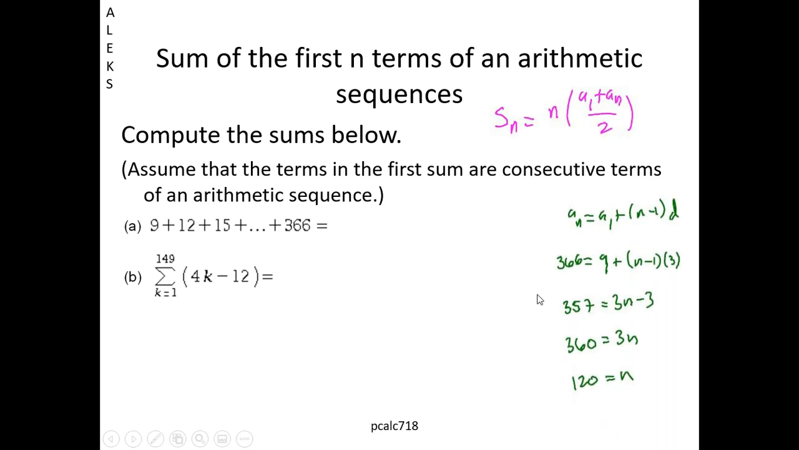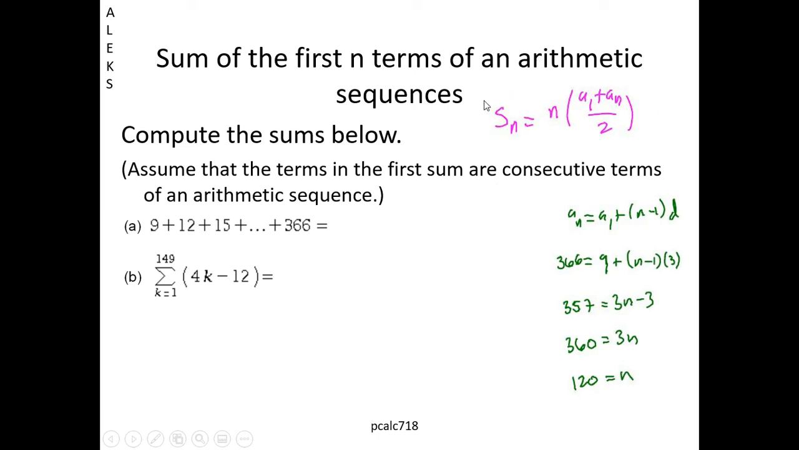I don't know what n is equal to yet. So how can I figure that out? Well, a sub n I know is 366. A sub 1 I know is 9, and I know my difference d is 3. So a sub n is equal to a sub 1 plus n minus 1 times d. Plugging in these values and combining like terms, I come up with 360 is equal to 3n, or n is equal to 120. So 366 is my 120th term. So a sub 120 is equal to 366.